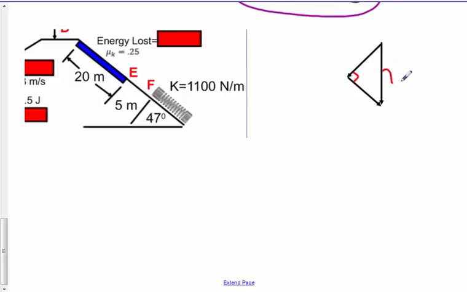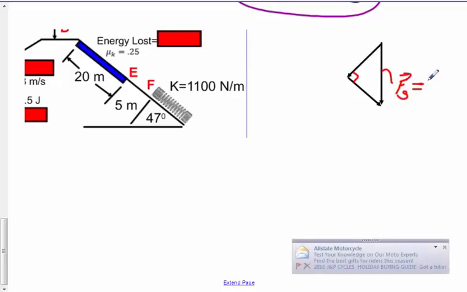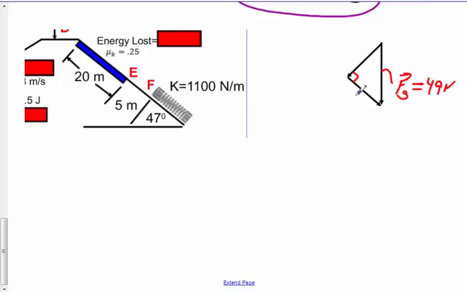This is going to be my force of gravity here, and that's going to be 5 times 9.8. That's going to give me my 49 newtons here. If this is 47 here, this angle here is going to be 47. You can prove that with geometry.